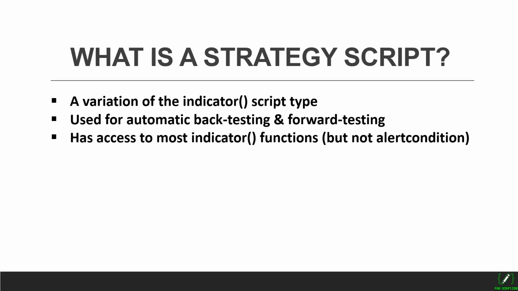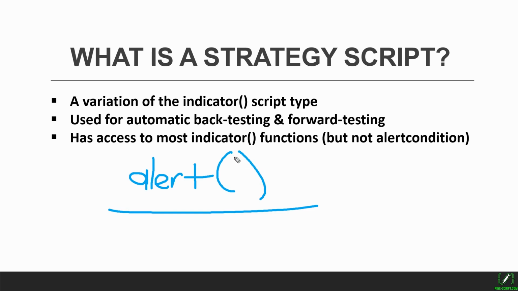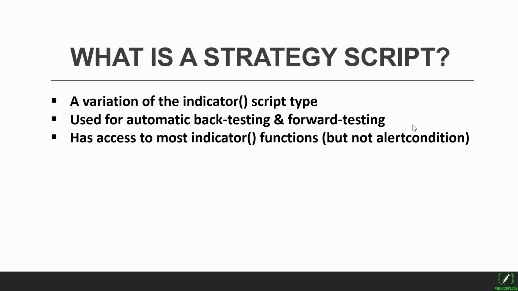So strategy scripts have access to most indicator functions, with a couple of exceptions, the most notable being that we cannot use alert condition function calls in our strategy scripts. Now, it wasn't long ago, a few months ago, where we couldn't even generate alerts on strategy scripts, at least not custom alerts. You could generate alerts when an order was filled, but that was about it. A few months ago, just before the release of PineScript version 5, the TradingView team added the alert function, and this function we can use in our strategy scripts, which we'll get to when we start coding. But it's important to mention we cannot use the alert condition function in strategies.